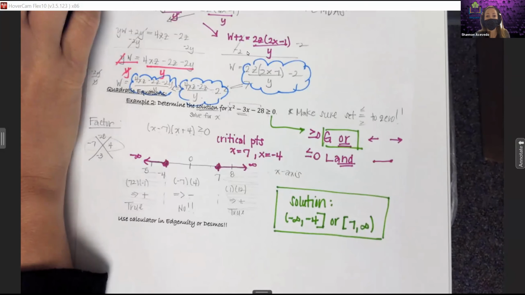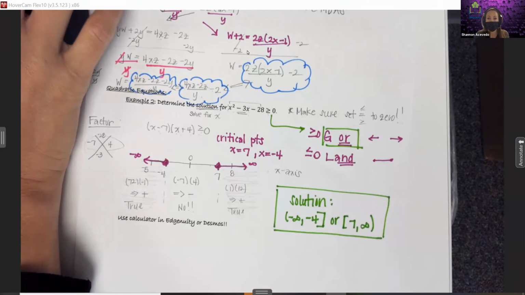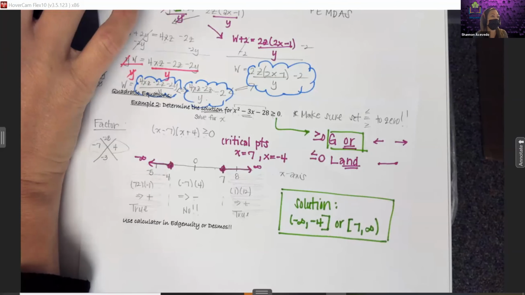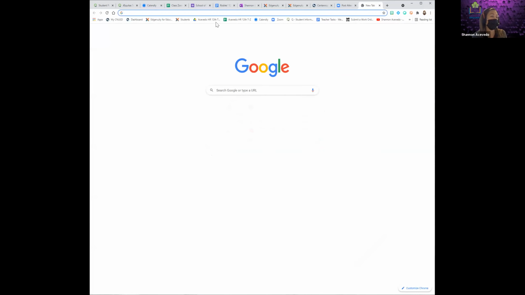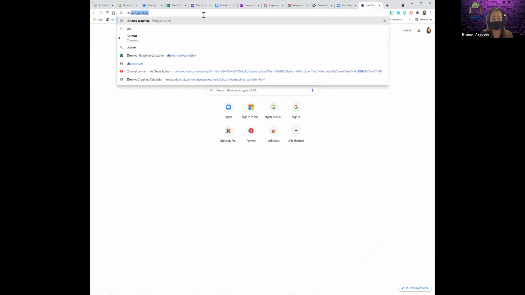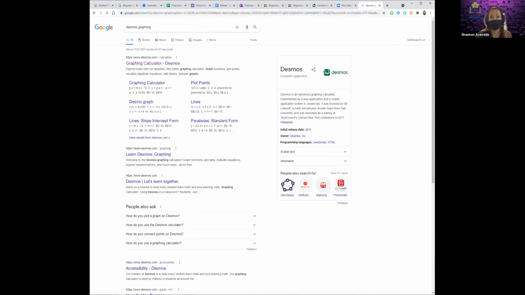I'm going to share another screen with you really quick because I want to show you how I do this if we're going to do something on the calculator. Can you see me searching for Desmos right now? Make sure I showed the right screen. I don't know what you're seeing. Are you seeing me do the calculator?